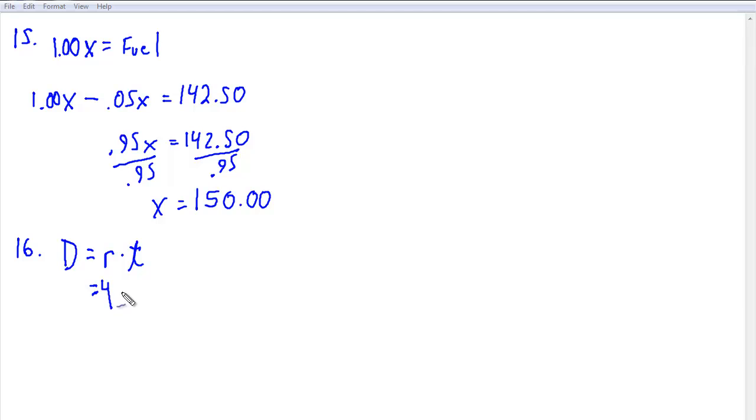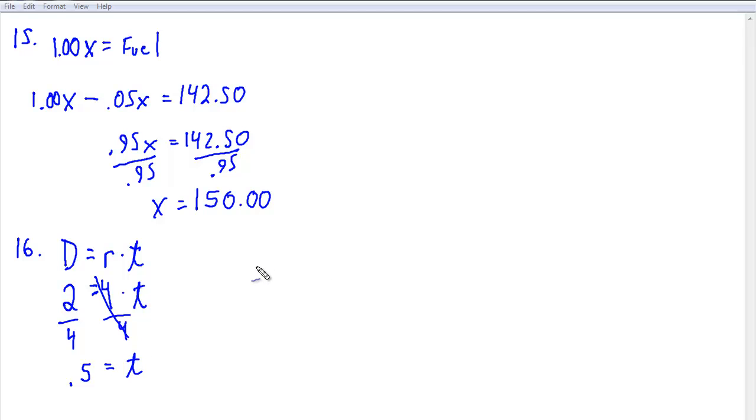Now it says, at this rate, how long will it take the boat to cruise 2 miles upstream? So the distance that we want to go is 2. And we're going to multiply by the time here. This actually turns out to be a pretty simple equation because we're just going to get rid of the 4 in front of the variable t. So it's going to take a half hour to get to where you needed to be.